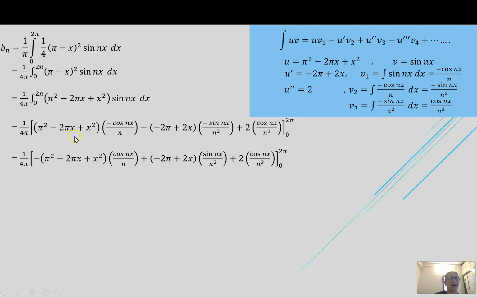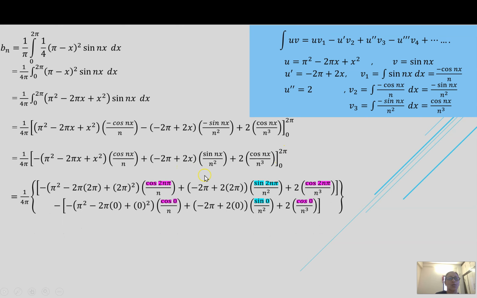So minus of pi square minus 2 pi x plus x square into cos nx by n. Here minus sin nx, and here one more minus sign is there outside the bracket. If you multiply these two, you get plus minus 2 pi plus 2x into sin nx by n square plus 2 into cos nx by n cube under the limit 0 to 2 pi. Now let us apply upper limit first, then lower limit.